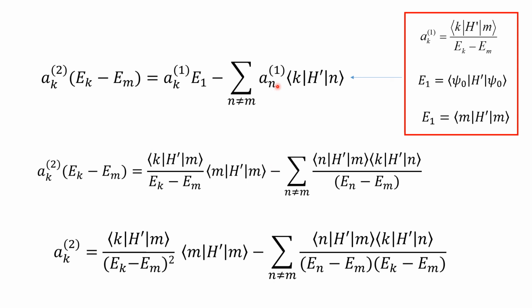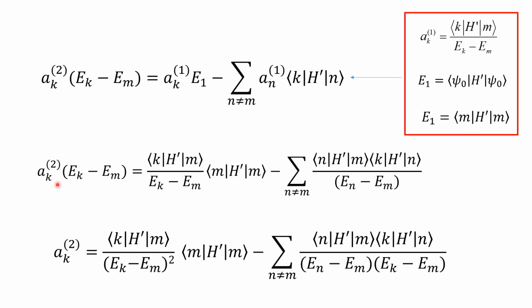Similarly, a_n^(1) can be written using this formula, where k is replaced by n, because here it is a_k and here a_n. So naturally this k will become n. So this will become <n|H'|m> over (E_n minus E_m) into <k|H'|n>. This is our final expression.